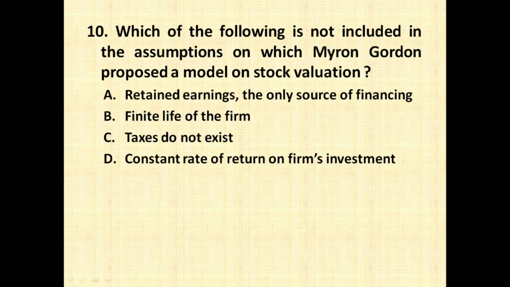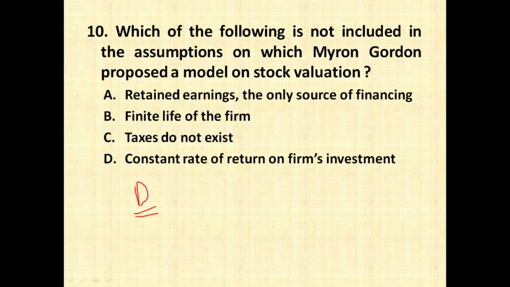So the last question which we are going to discuss today is, which of the following is not included in the assumption of Myron-Gordon model of stock valuation? So Myron-Gordon has given a model of dividend, right? So he says that dividend decisions are relevant to the value of the firm. Means as you go on paying more or less dividend, the value of the firm also goes on changing. There are mainly 3 models which you have to remember. One is Gordon's model, one is Walter model, which both say that the value of the firm is relevant, and the third one is a model which says that the value of the firm is irrelevant to the dividend decisions.